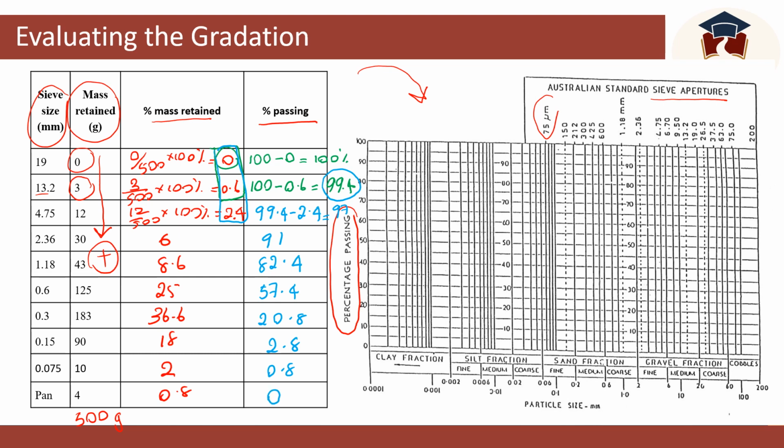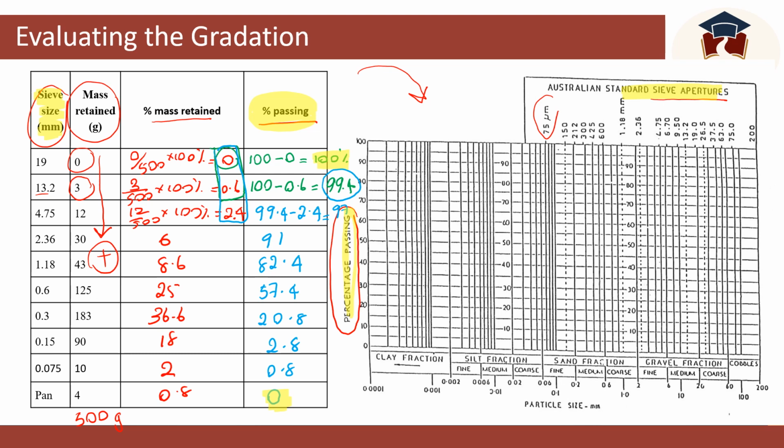So you can see the percentage passing is starting from 100 and it is going to 0%. So we have percentage passing here, which is the y-axis of our curve, and we have the sieve sizes in this column, and that is our x-axis. If we have the x-axis data and the y-axis data, we can plot the curve in this gradation graph. You have an example or a question in the tutorial. You can try it by yourself now and you can plot the graph.